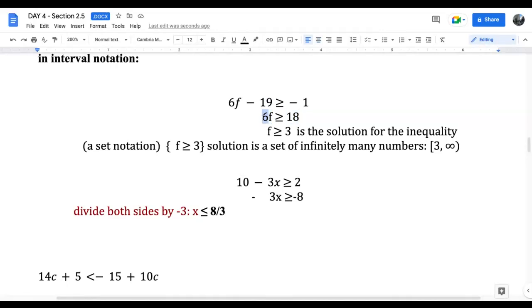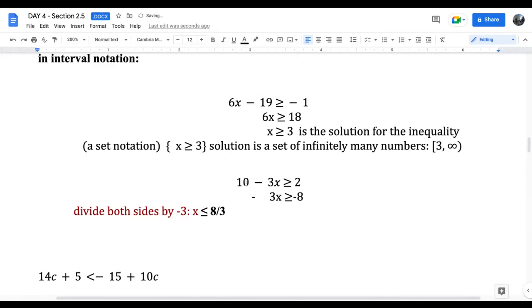We can divide by 6. Well, 6 is a positive number. We don't have to change anything. So 18 divided by 6, that's 3. So the solution is any number greater than or equal to 3. I'm going to change this f to be x, because usually we use f to represent a function. So the variable is greater than or equal to 3.